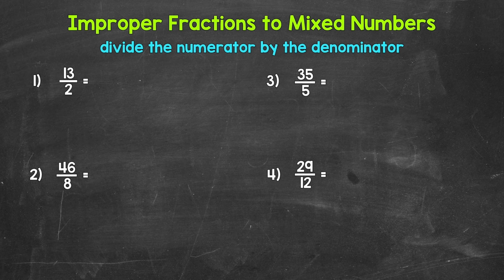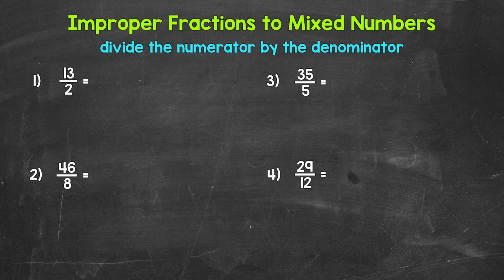So starting with improper fractions to mixed numbers, remember, an improper fraction is a fraction greater than or equal to 1. The numerator is greater than or equal to the denominator, so the top is greater than or equal to the bottom. Let's jump into number 1, where we have 13 over 2, 13 halves. We can see that we have an improper fraction here. The numerator is greater than the denominator. So we're going to write this as a mixed number. So we will have a whole number and a fractional part.